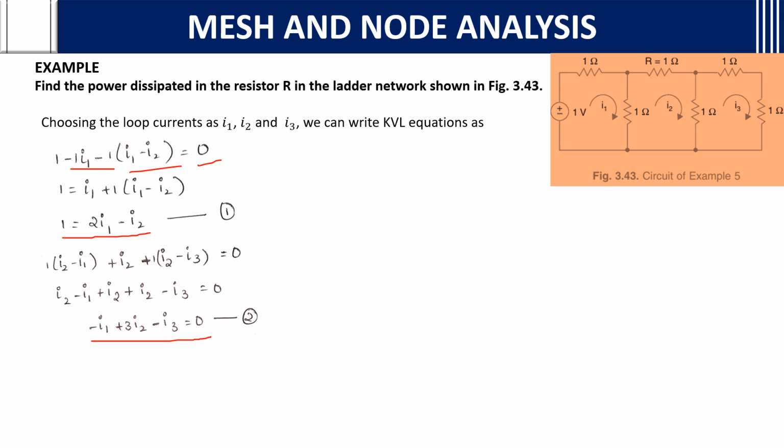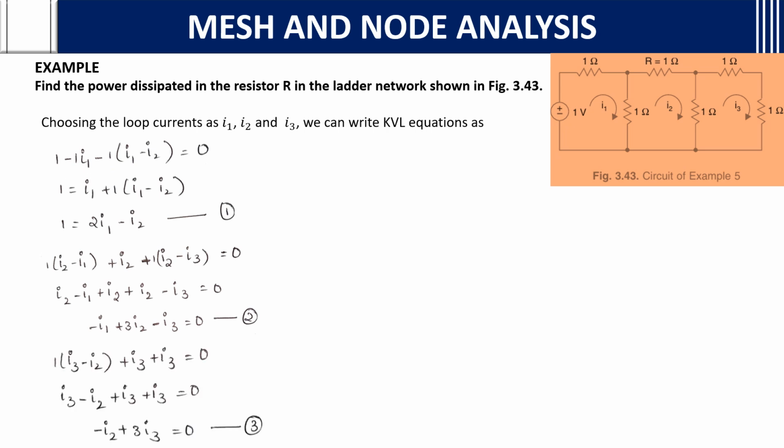Then what we need to do? The third equation we need to find. For the third equation, we will consider the third mesh. 1 into (I3 minus I2) plus 1 into I3 plus 1 into I3, because both have only one current. So 1 into (I3 minus I2) plus I3 plus I3 equals 0. If you rearrange, you will get minus I2 plus 3I3 equals 0.